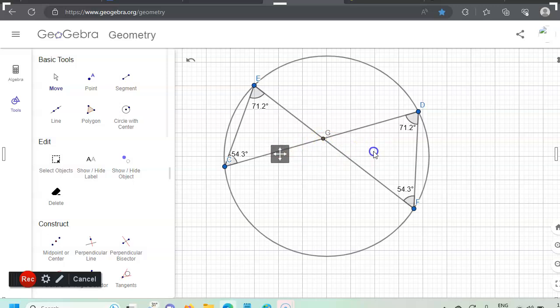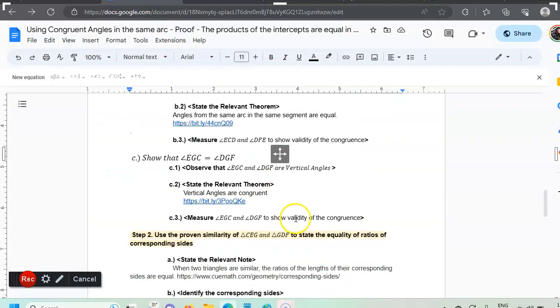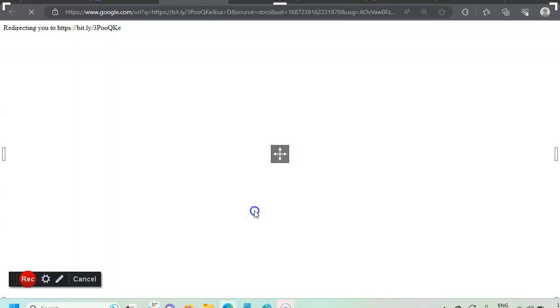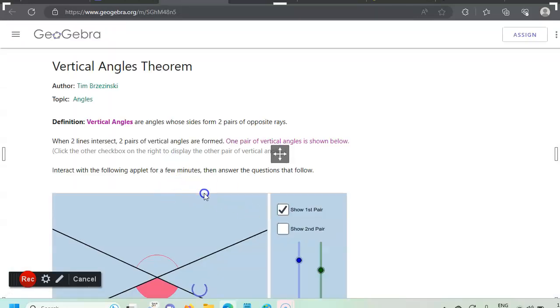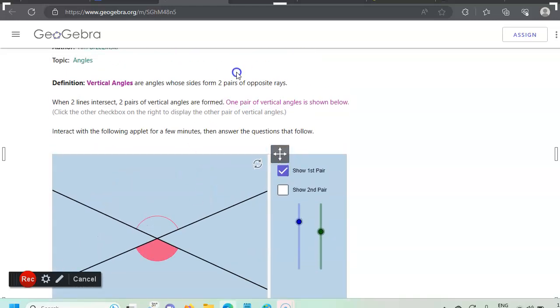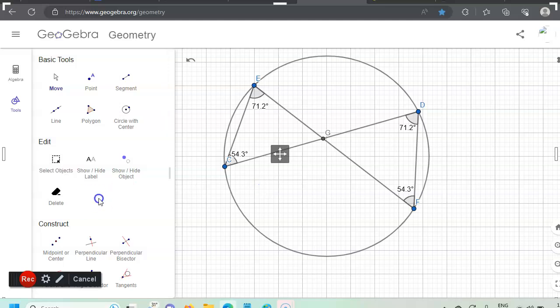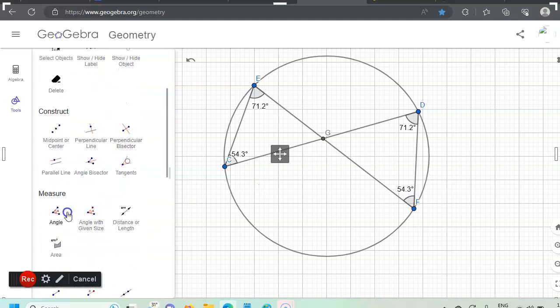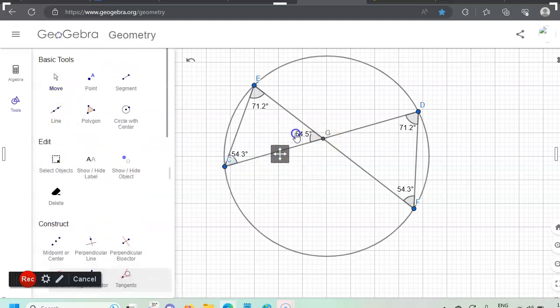And what can you say about the two angles? Yes, they are vertical angles. And we all know that vertical angles are congruent. Okay, so we have a GeoGebra build to illustrate that further. Let's use GeoGebra to show validity by measuring these two angles.